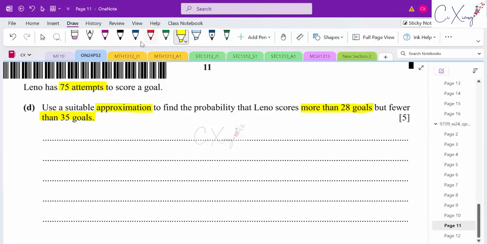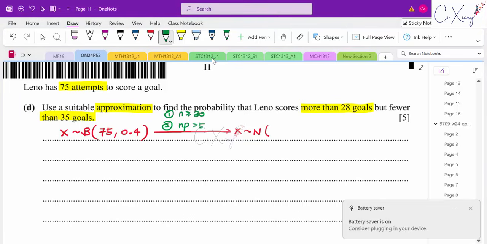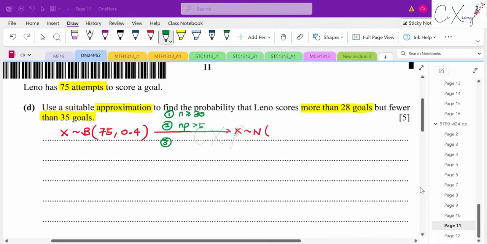The keyword is approximation, which means that by right, your original distribution should be binomial. You're having 75 attempts in total, and the success rate to get the goal is 0.4. Approximation means that you have to change it to normal. When the question asks you to change it to normal, it means that it already fulfilled all the conditions. Just to recall again, what are the conditions for changing binomial to normal? You should have a big n, which is n greater than 30. The second condition is np should be greater than 5. And the third one is nq greater than 5.